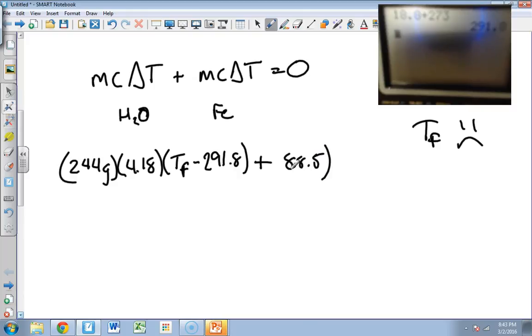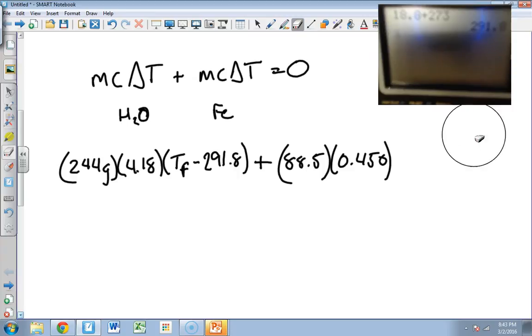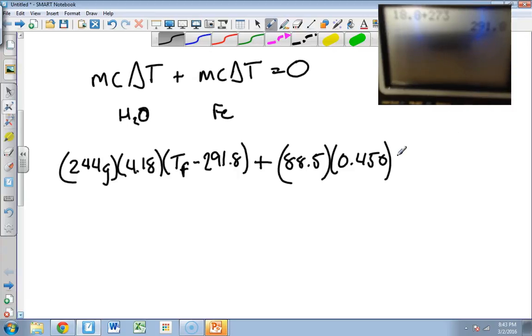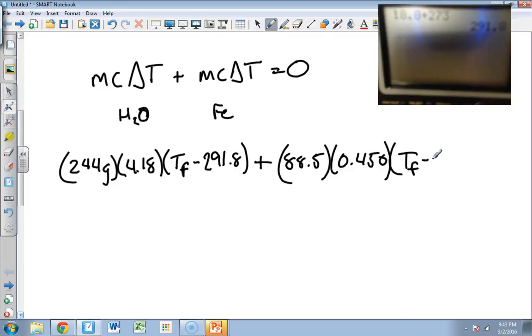That plus now the iron is 88.5 grams. Its specific heat is 0.450. Let me erase my little smiley face to give me a little more room here. Times TF minus, again, temperature has to be in Kelvin, so this is going to be 78.8 plus 273, and so this is 351.8.